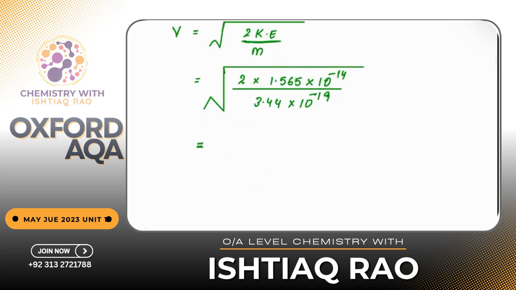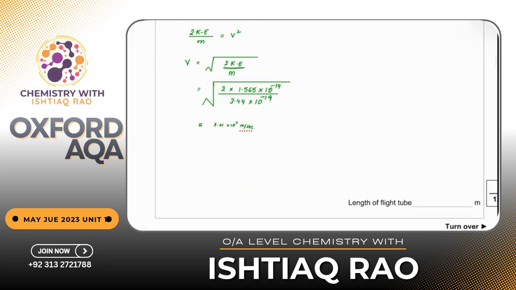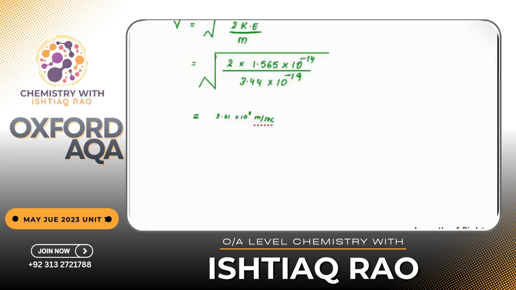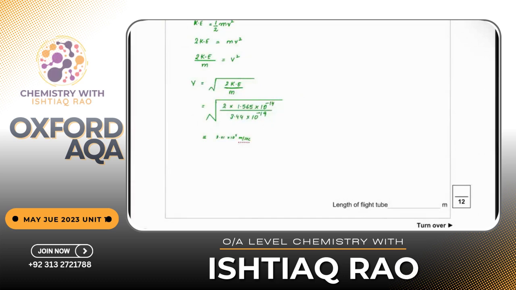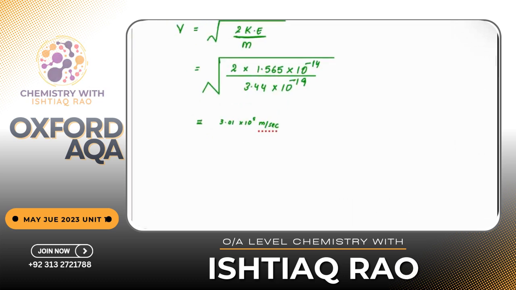301.64. Okay, I can say in exponential form it's 3.01 exponent 8, and the unit is meter per second, as it's the velocity. Any other number after 3.01? 642. It's really long, so I rounded it. I can say it's 3.016. Okay, this is V finally.